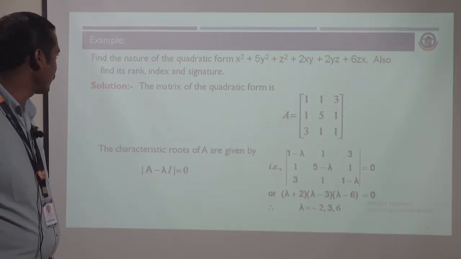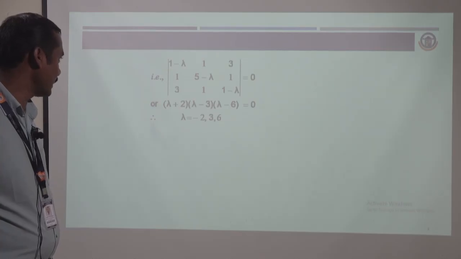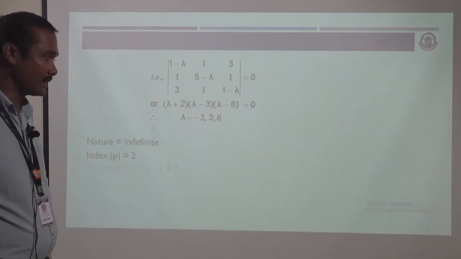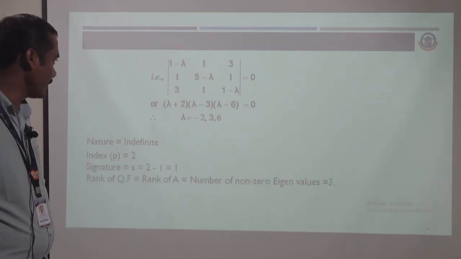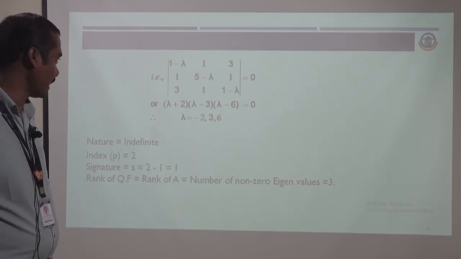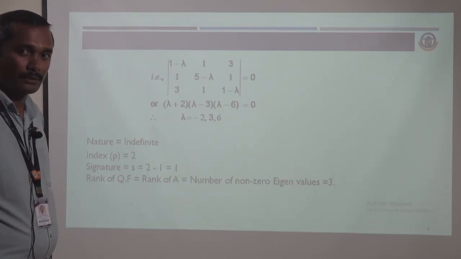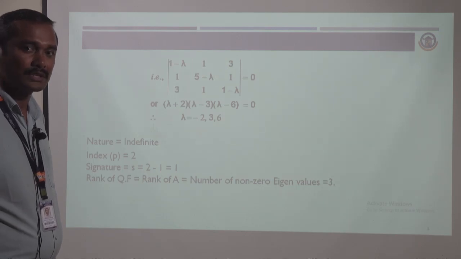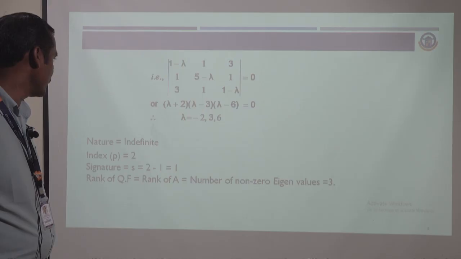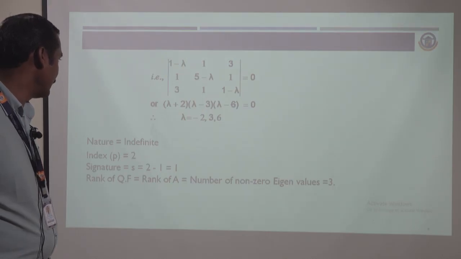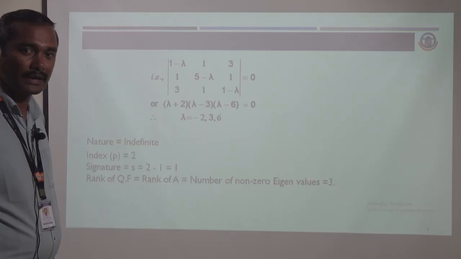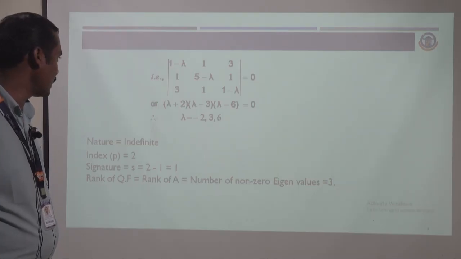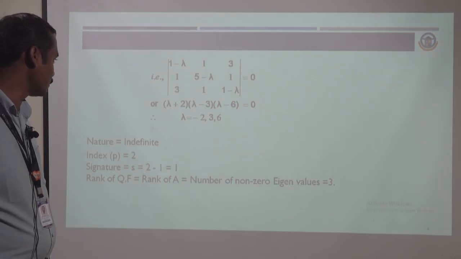So using these values, we can find the remaining values, that means the rank, index, signature and the nature. Here there are 3 eigenvalues: one is minus 2 and the remaining are 3 and 6. That is, one is negative and the other two are positive. So the eigenvalues are both positive and negative, so its nature is indefinite. Then the P value, the index, is the number of positive eigenvalues, which is 2. Then the signature is the difference between the number of positive and negative eigenvalues. There are 2 positive eigenvalues and 1 negative eigenvalue, so 2 minus 1 equal to 1.